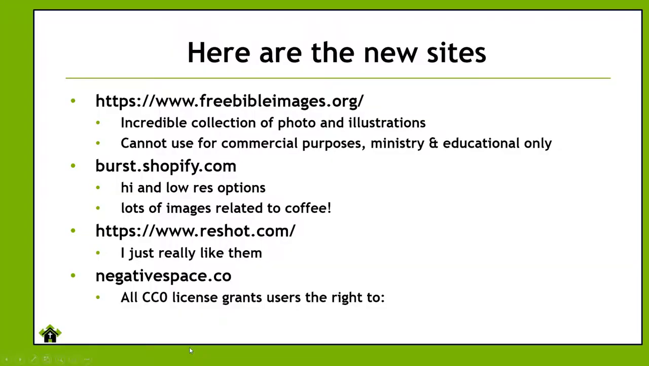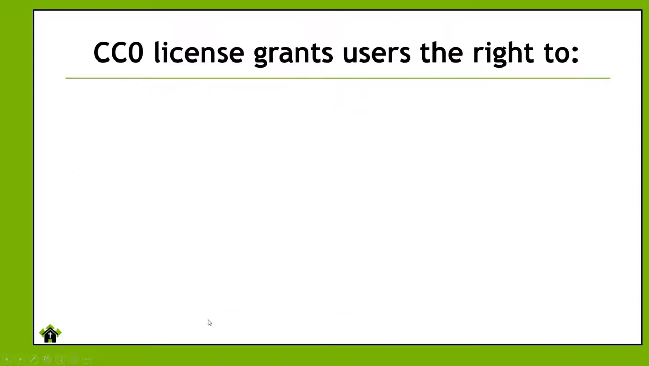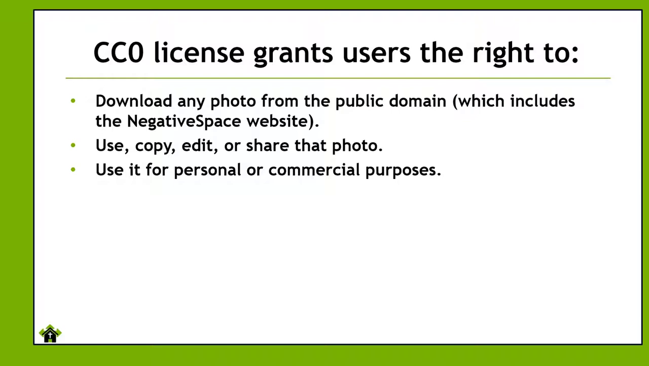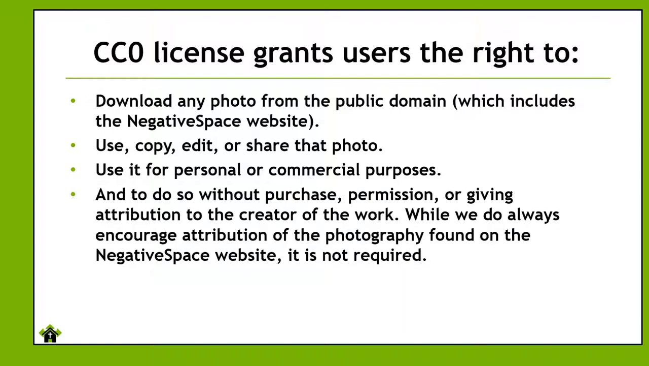And then one last one. This is negativespace.co. And all of the images on this are Creative Commons Zero license. And what this means, the Creative Commons Zero, this is really the best one ever. You can download any photo from the public domain, and that includes their images. You can use, copy, edit, or share that photo, use it for personal or commercial use, and you can do it without purchase, permission, or giving attribution. Now, they always encourage attribution of the photograph if possible, but that's not required.